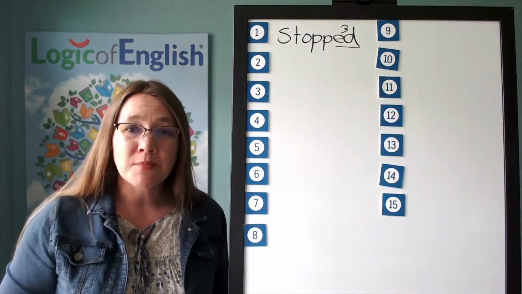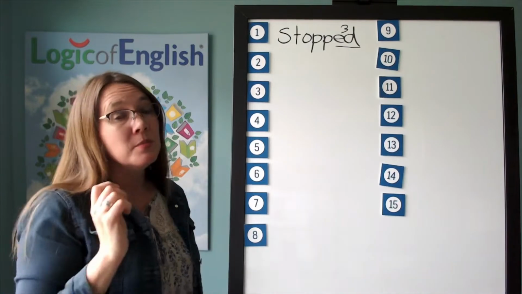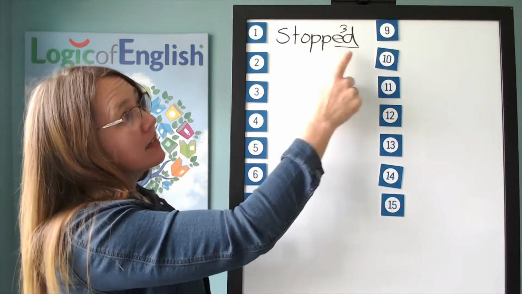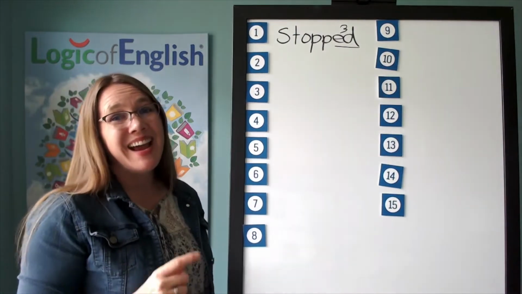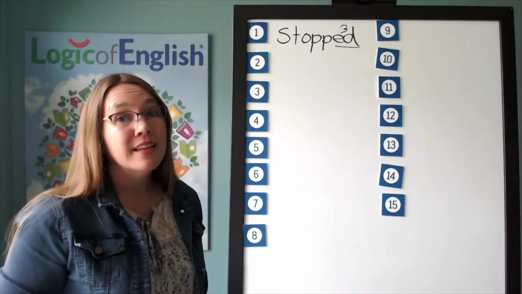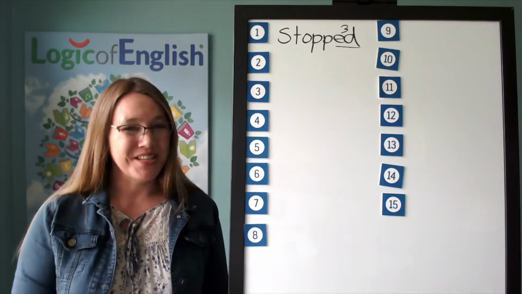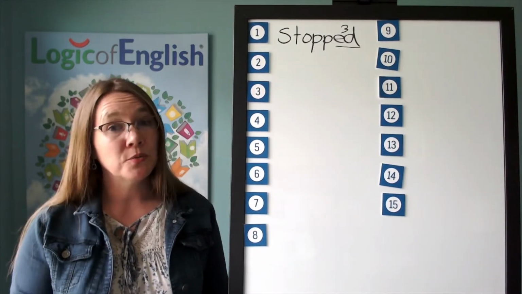And one more time, why did we double the P? Because when the word ends in one vowel followed by one consonant and we're adding a vowel suffix and that syllable is stressed, then we double the last consonant. Let's do the next word. The next word is rule.